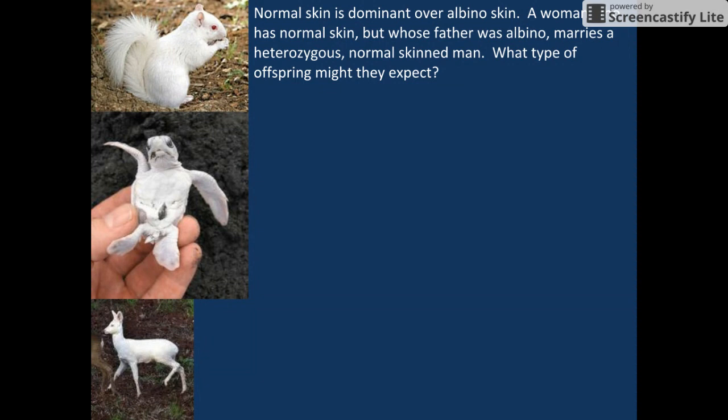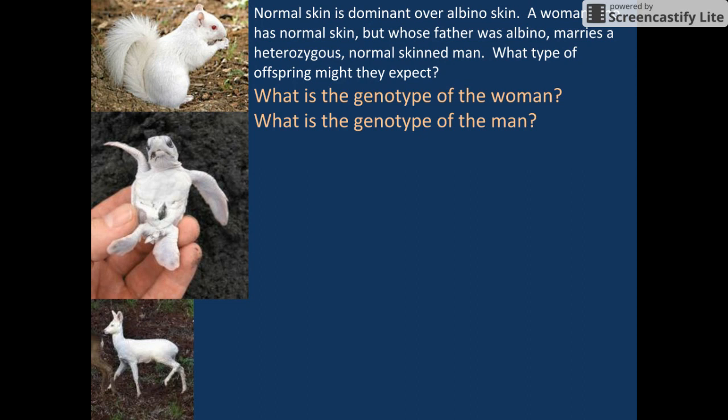Normal skin color is dominant over albino skin. A woman who has normal skin, but whose father was albino, marries a heterozygous normal skinned man. What type of offspring might they expect to have? So what is the genotype of the woman and what is the genotype of the man?